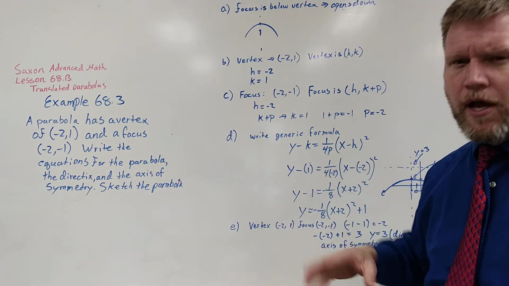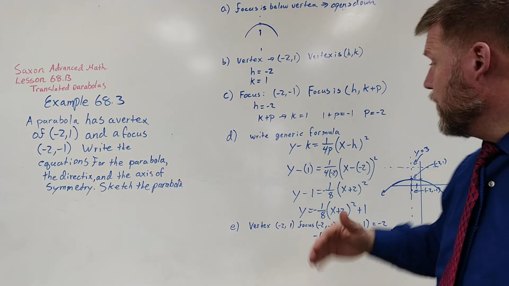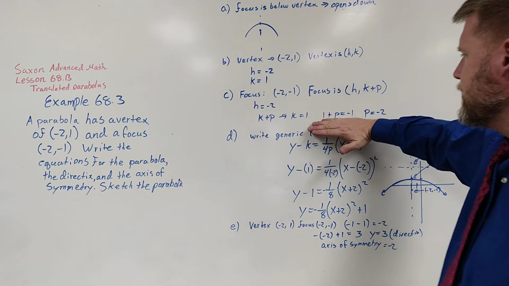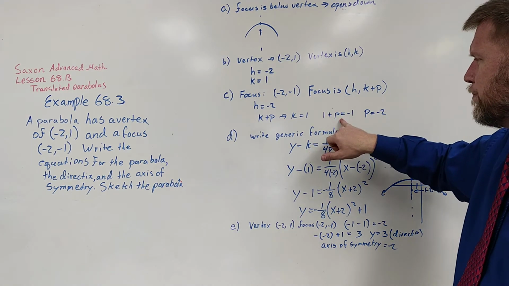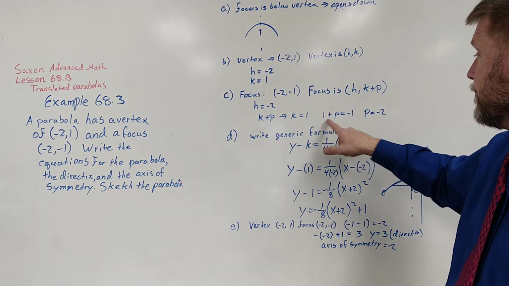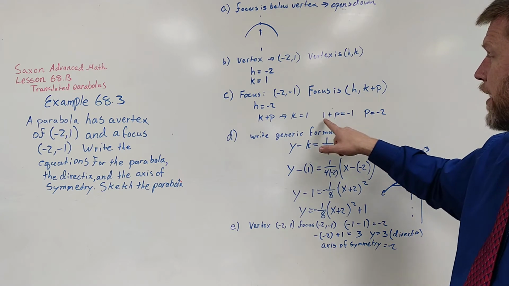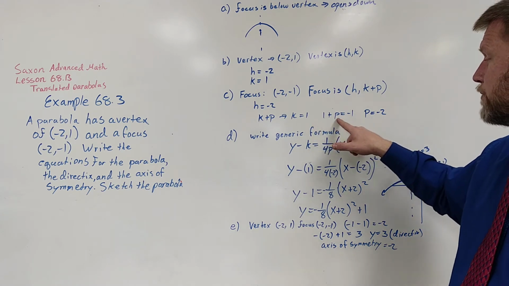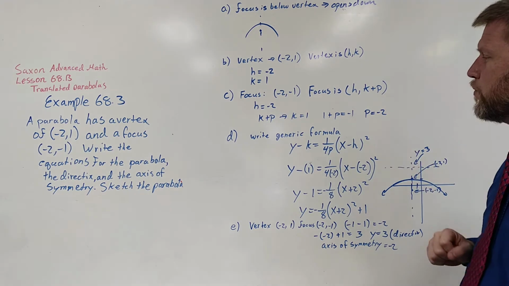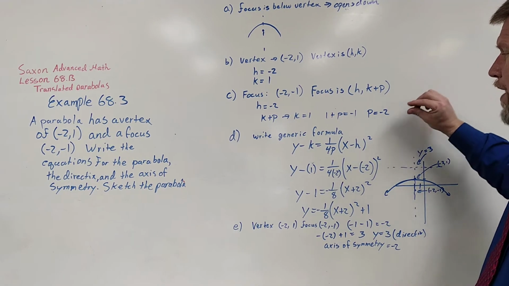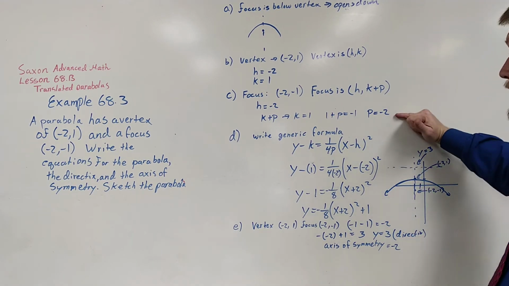This is where the book just expected you to realize what that was. I went ahead and wrote it as a formula: k plus p equals -1, and I know therefore that 1 plus p equals -1. Subtract 1, and I get p equals -2. I'm ready to write my formula now because I have my p.